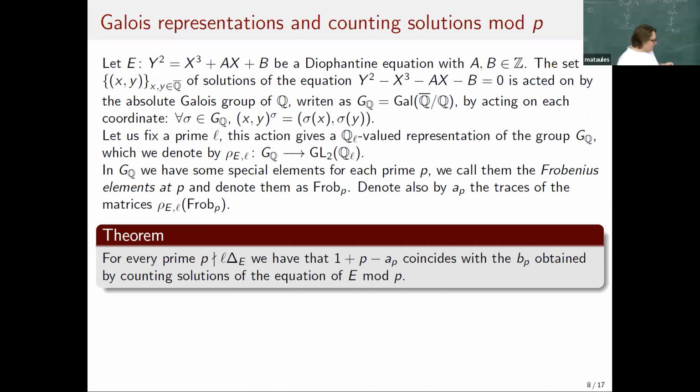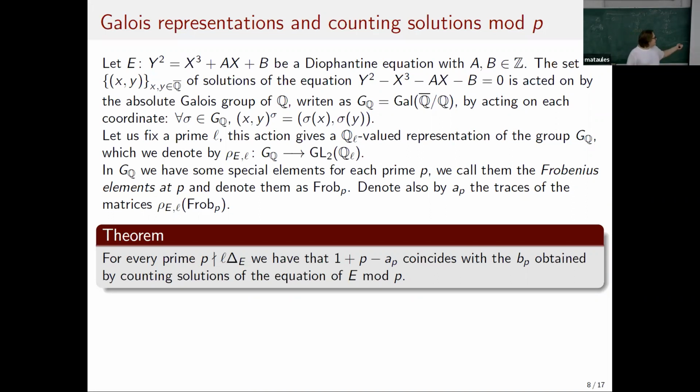In the absolute Galois group, for each prime we have a special element that we call the Frobenius at that prime, and we denote it with this symbol. Then you take these elements and take their image under the representation. This gives you a matrix, and then you take the trace of this matrix. The trace has a nice property that it's invariant under conjugation. So given a family of conjugate representations, the trace stays invariant. So this is an invariant of the matrix that we want to look at.